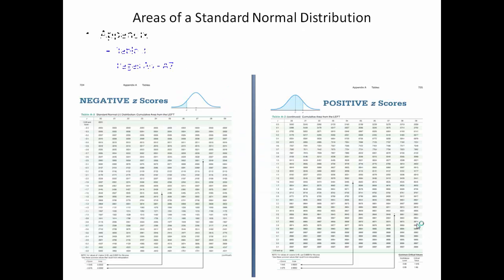In the back of our book, in Appendix A, Table 3, pages A6 through A7, you'll find the standard normal distribution curve. The key to understanding the standard normal distribution tables is to understand the bell-shaped curve at the top of each page. You have your negative z-scores, meaning that these are the z-scores that are to the left of 0. And on the other page, you have the positive z-scores. These are the z-scores for the values to the right of 0.